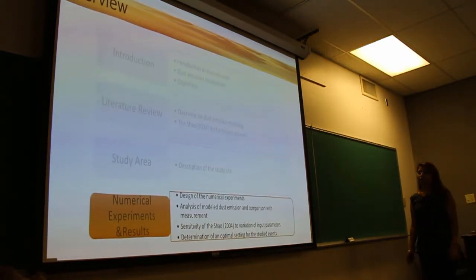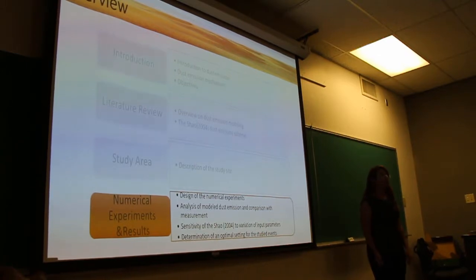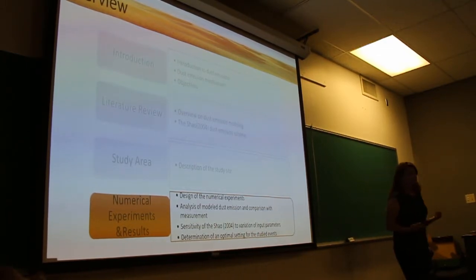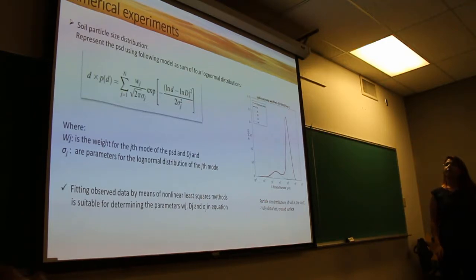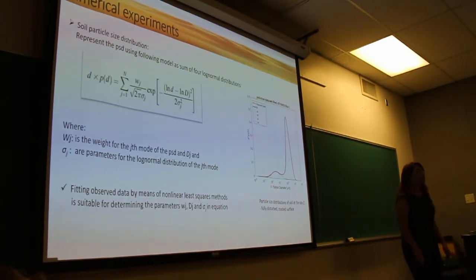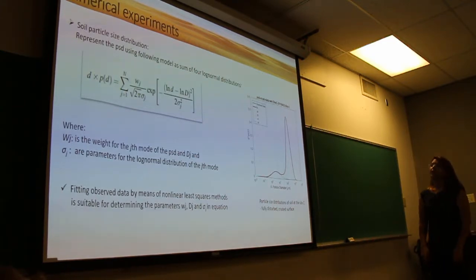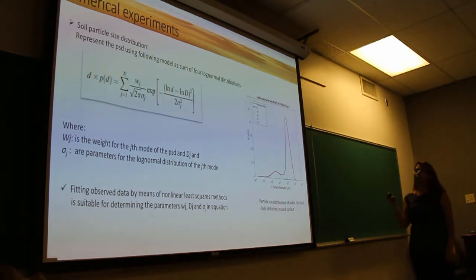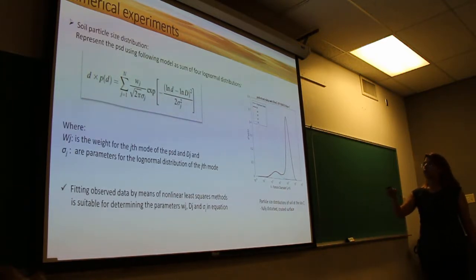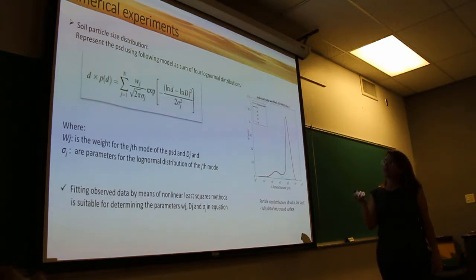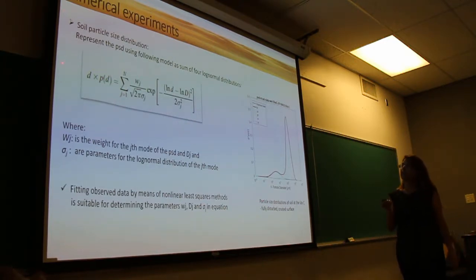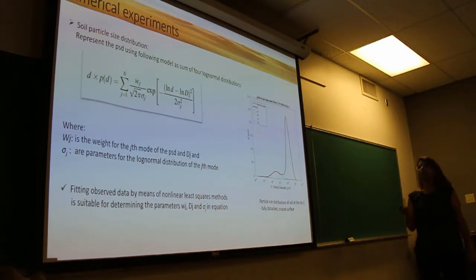So let's go through the numerical experiments and results. I put these two together because it's going to make it easier to follow. First of all, we worked on soil particle size distribution. This is the common way to represent soil particle size distribution in the model, as a sum of four lognormal distributions. We fit our observational data with this model using nonlinear least squares methods, and we get some parameters that will be used as coefficients in the model.